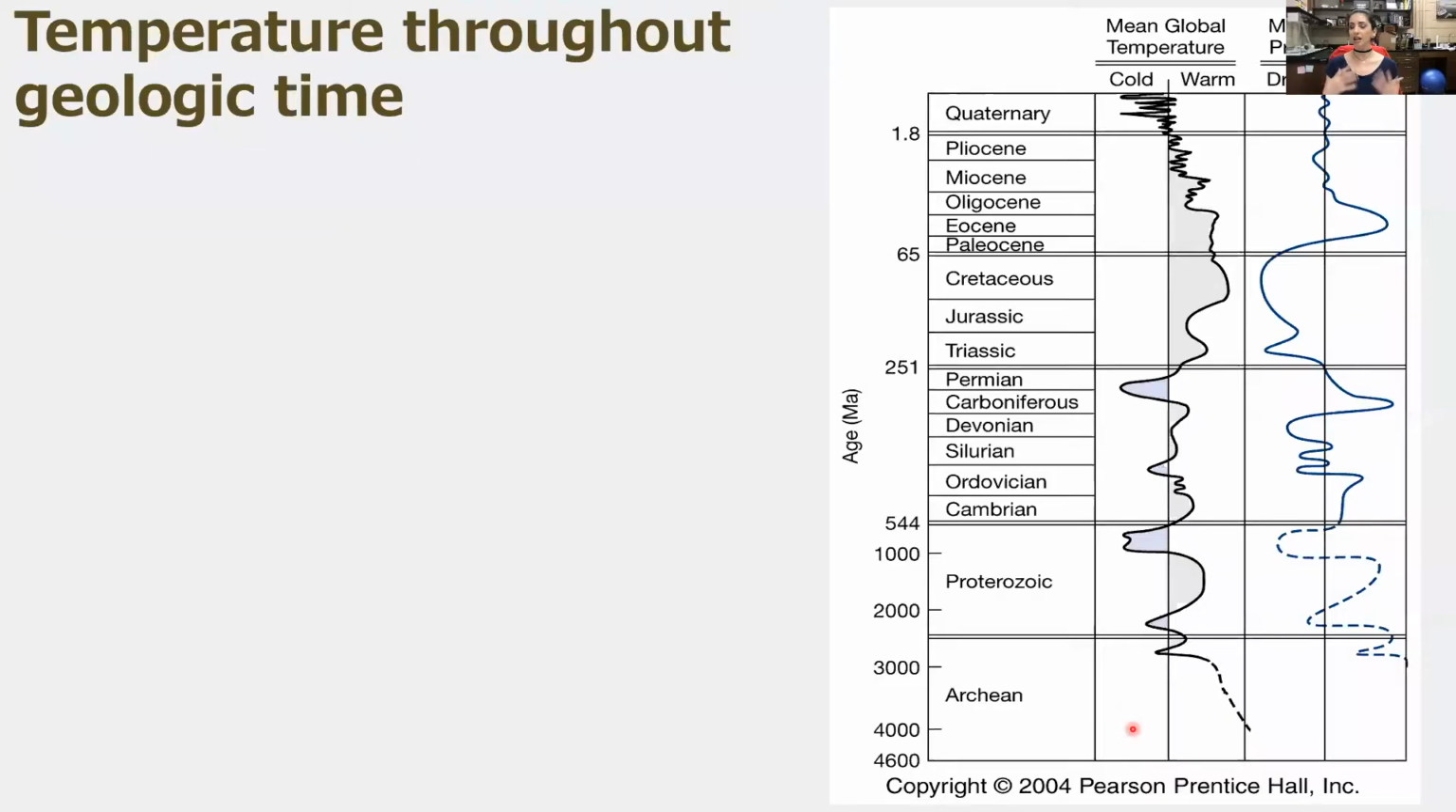We can look at lots and lots of data, not only from ice cores, but also ancient coal deposits, desert deposits, tropical soils, glacial material, and map out how temperature has changed throughout geological time. So here we have age in millions of years from the most recent here all the way to the Archean period. We have mean global temperature, cold periods on the left, warm periods on the right, and then mean global precipitation with dry periods on the left and wet periods on the right. So what we see in this graph is that yes, there have been large swings in temperature throughout Earth's history.